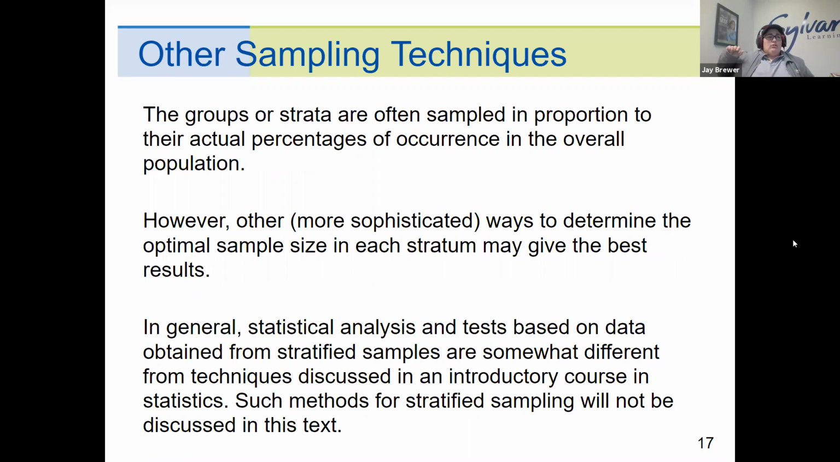So groups or strata are often sampled in proportion to their actual percentages. Basically, you'll be able to have a Q and a P. And if you're given one, you should be able to predict what the other should be. Okay.